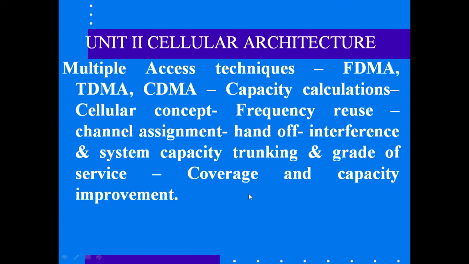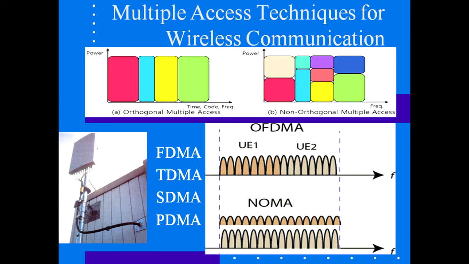So in this unit we are going to see the various types of multiple access techniques which are used for wireless communication, along with the capacity calculation, the cellular concept, how frequency reuse is used in wireless and mobile communication, and what the types of channel assignments, handoff, interferences and system capacity, trunking and grade of service are, along with the capacity improvement. So let us see the fundamentals of multiple access technique that is used in wireless communication.